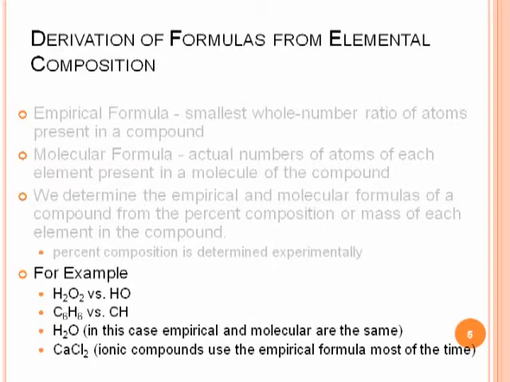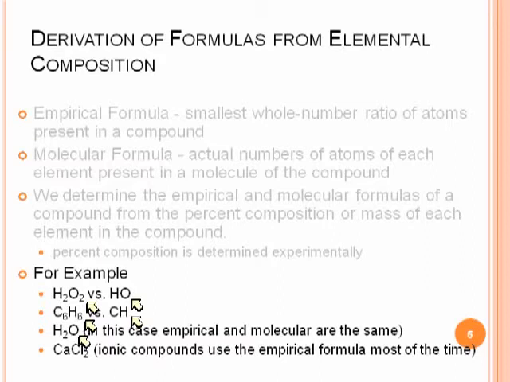Let's look at a few examples of that. Take hydrogen peroxide. We can pull a factor of 2 out of that and get HO. So H2O2 is the molecular formula, where HO is the empirical. Take benzene, C6H6 versus CH. I pull a factor of 6 out of there from the molecular to the empirical.